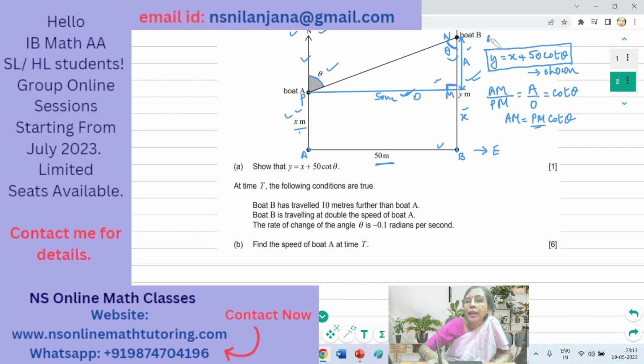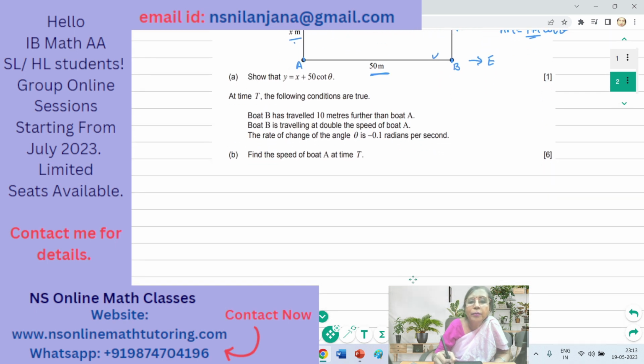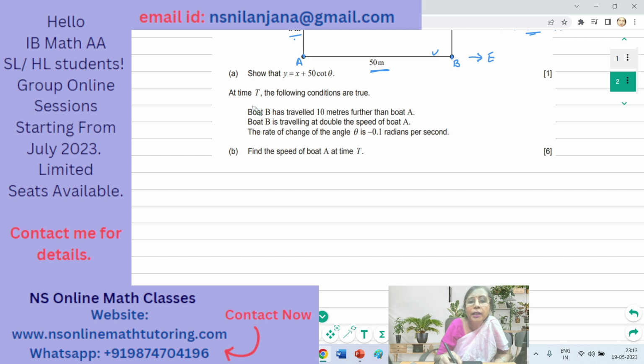This was subpart A. Now we come to subpart B. Before reading the question of subpart B, there is some more information given. At time capital T, the following conditions are true. Boat B has traveled 10 meters further than boat A.